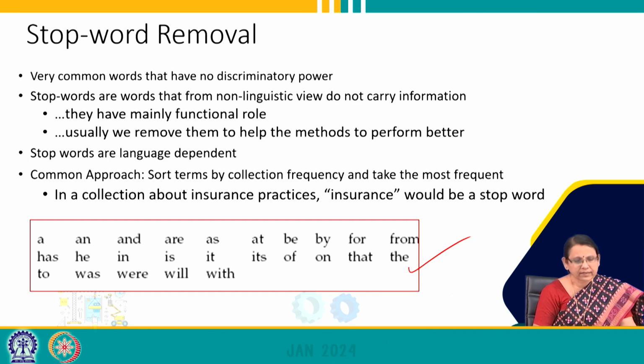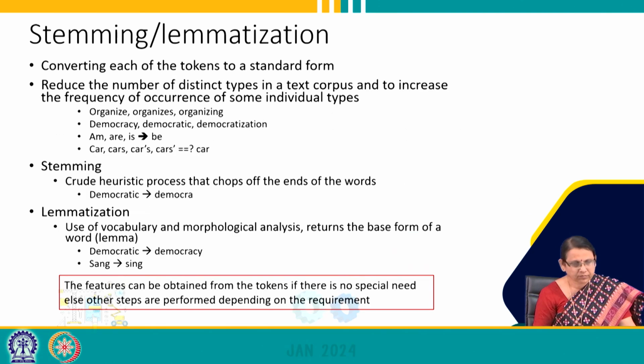For example, in a collection of documents, let us say you are talking about movie reviews, the word movie will be coming many times. Such highly frequent words, which occur in almost every document, will not have discriminatory power. So, those stop words have to be removed.